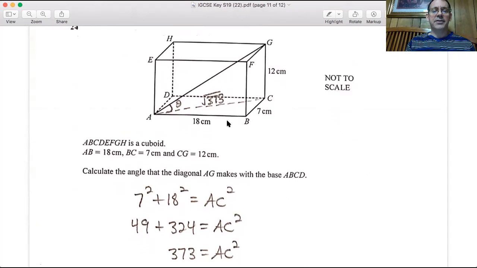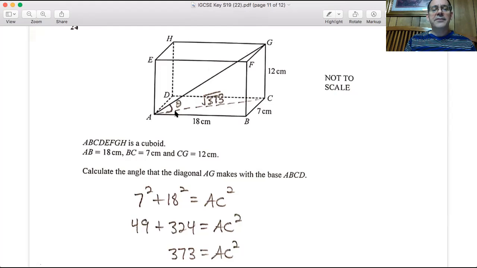AB is length 18, BC is width 7, and CG is a height of 12. Calculate the angle that the diagonal AG makes with the base. So here's the diagonal AG, and find the angle that it makes with the base. So that would be this diagonal of the base. And so we're looking for this little angle right here.